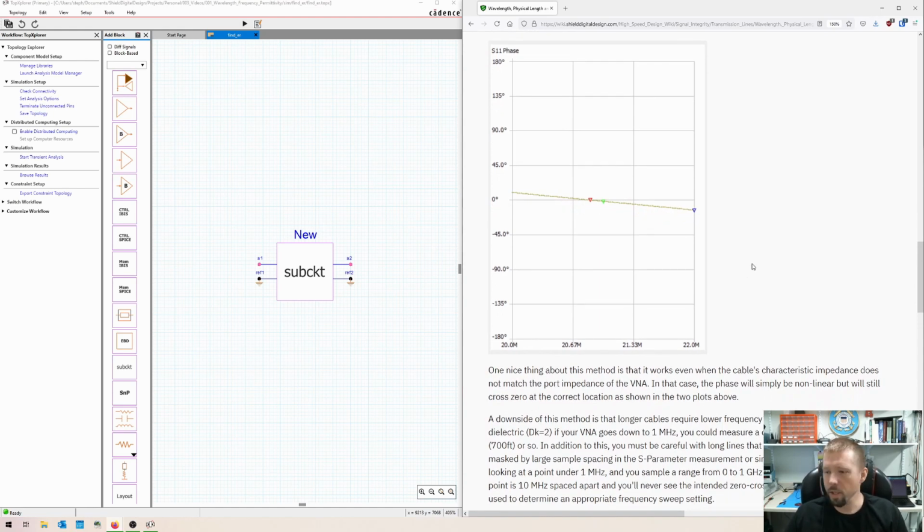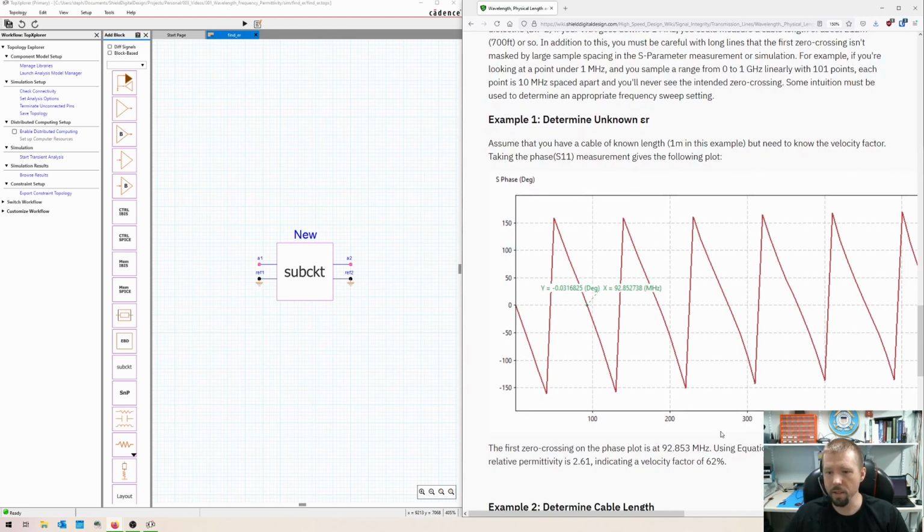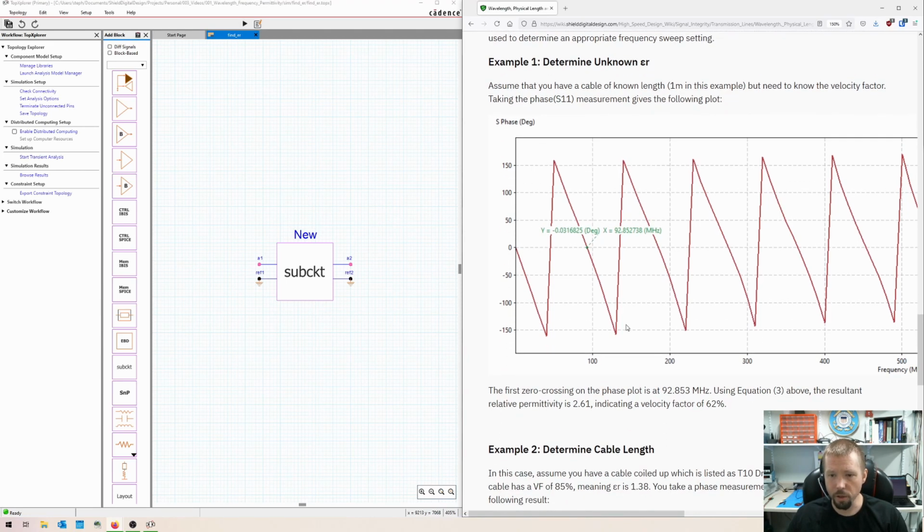What can we do if we have an S11 measurement and we know the dielectric constant and we maybe want to find the length of a cable, or vice versa, we know the length and we want to find the dielectric constant. So take this example here. We have a cable, say it's 1 meter, we know it's 1 meter, but say it's totally unmarked, and for whatever reason we need to know the dielectric constant or the phase velocity, the velocity factor of this cable. What we can do is take an S11 measurement. And here we see in the phase, the first 0 crossing is at 92.85 megahertz.